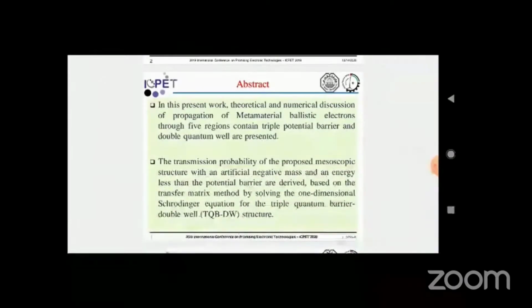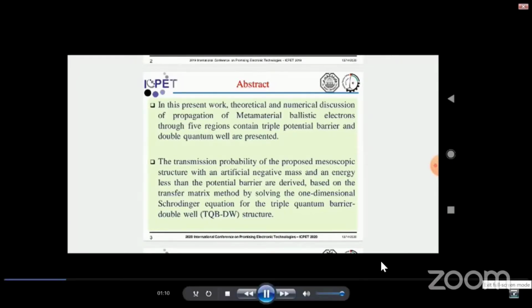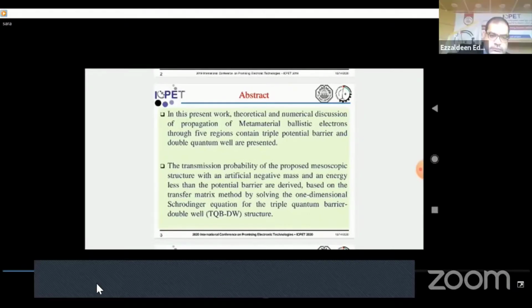First, the abstract. In this paper, a theoretical and numerical discussion of the propagation of metamaterial ballistic electrons through 5 regions containing a triple potential barrier is presented. Also, the transmission probability of the mesoscopic structure with an artificial negative mass and energy less than the potential barrier is derived by using the matrix method to solve the Schrödinger equation. So, the main aim is to show the possibility of the propagation of metamaterial ballistic electrons in 5 regions.